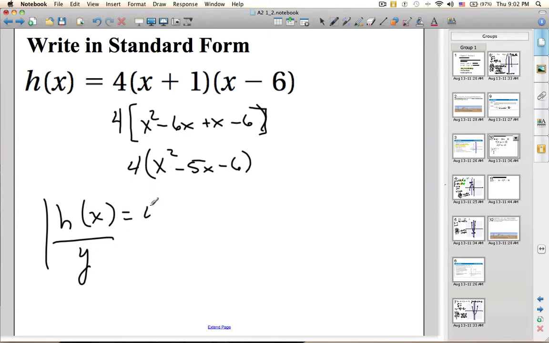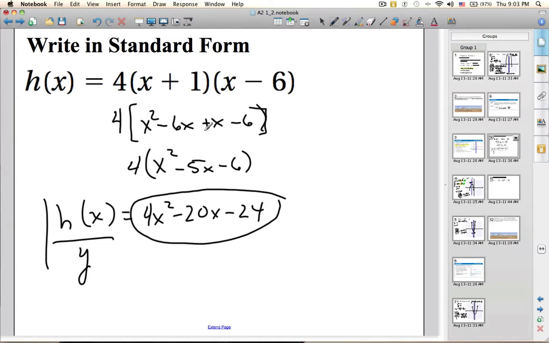So 4 times x squared is 4x squared, 4 times negative 5 is minus 20x, and 4 times negative 6 is minus 24, and now we are in standard form. Okay, so I multiplied the binomials, then I multiplied by the coefficient, and we're done.